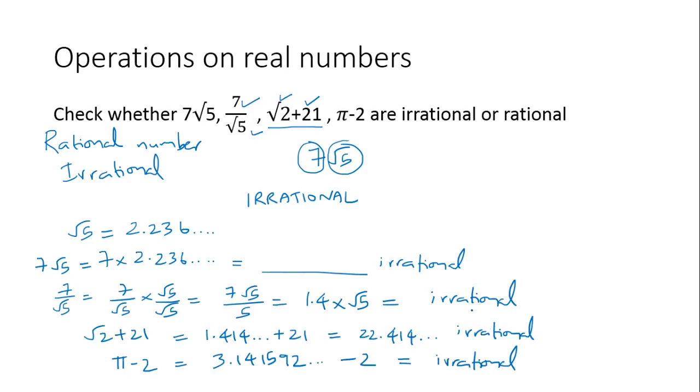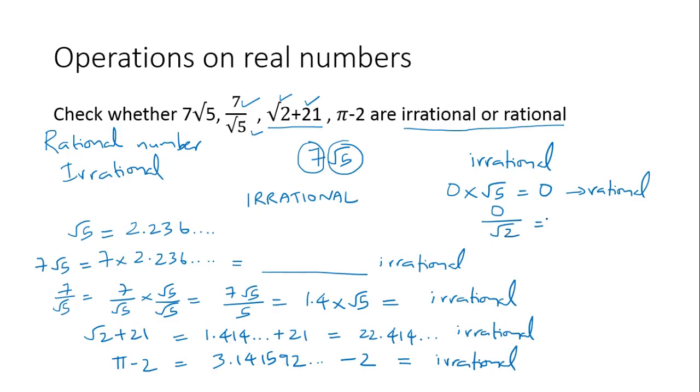So what we observe from these 4 examples is that if you add or subtract or multiply or divide a rational number and an irrational number, the result is going to be irrational. The only exception is if you multiply by 0. So if you're multiplying 0 with an irrational number like root 5, the answer is going to be 0, which is rational. And if you divide 0 with an irrational number like root 2, the answer is going to be 0, which is rational. So that's the only exception to this rule. If you multiply or add or subtract or divide a non-zero rational number and an irrational number, the result is going to be irrational.